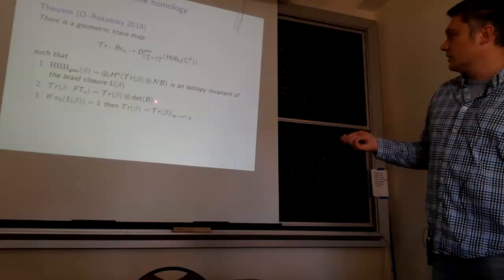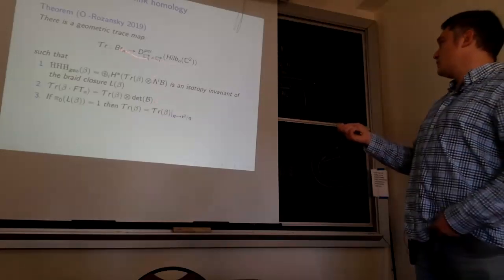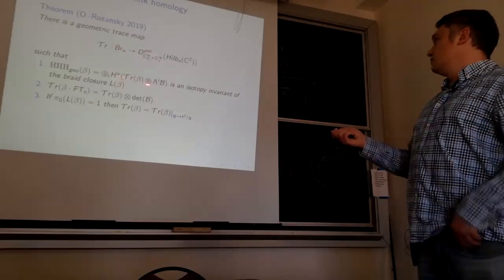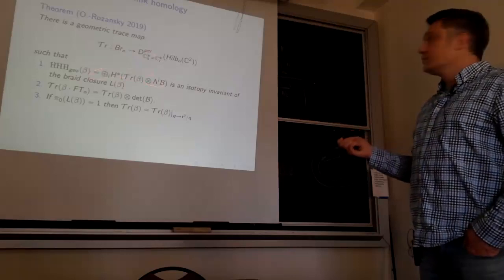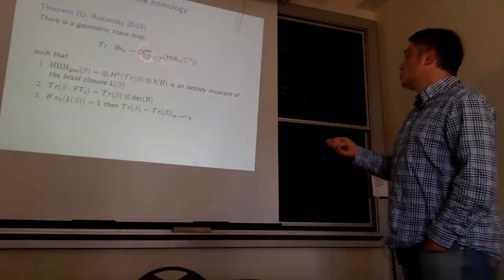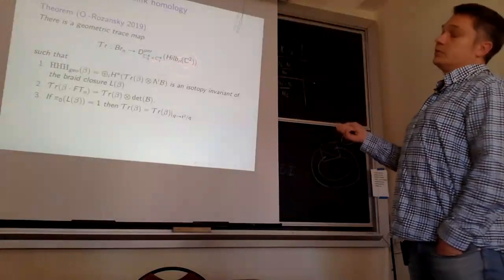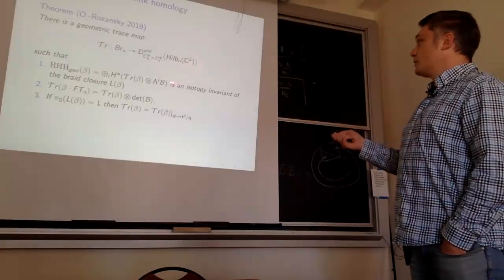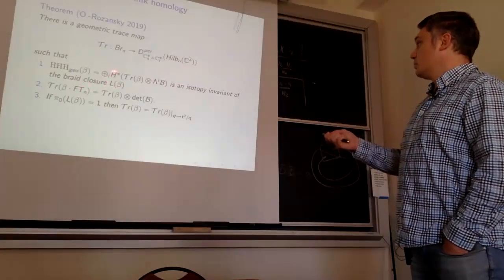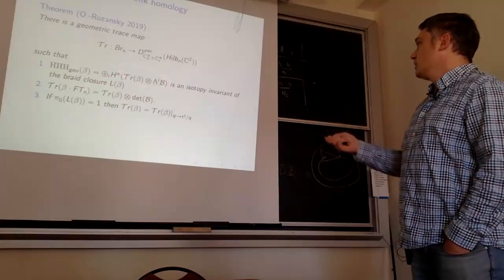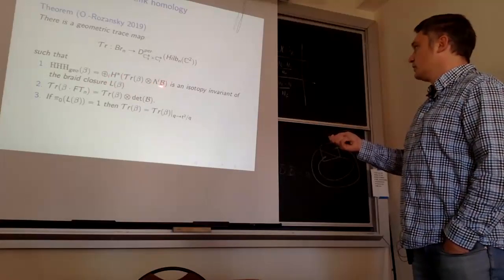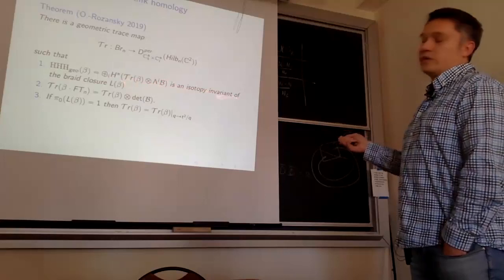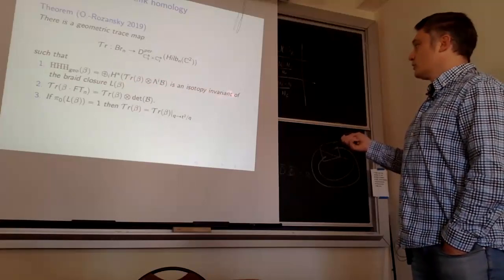And you know, this map has various interesting properties. So basically, I constructed a two-periodic complex of coherent sheaves on Hilbert C2, with the property that if I compute its homology, twisted by some vector bundle, I get an isotopy invariant of the closure of the braid.